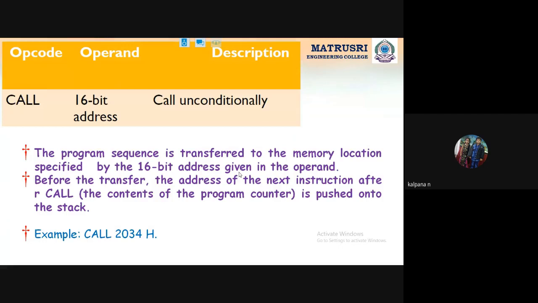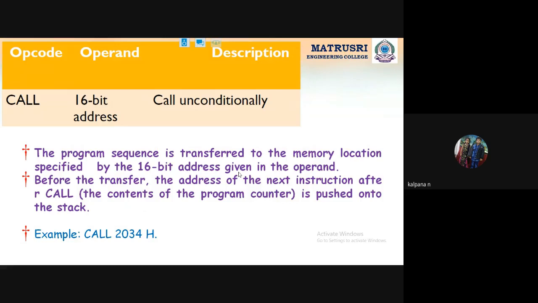Generally, we use call for calling any subprogram. Suppose we are writing one main program of some 20 lines, and like that we have 4 to 5 programs. In all these programs, we are writing the same instructions in the middle.